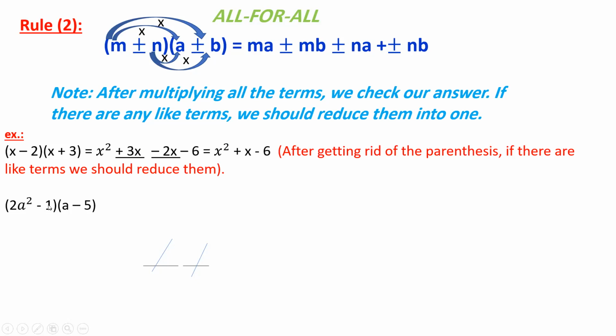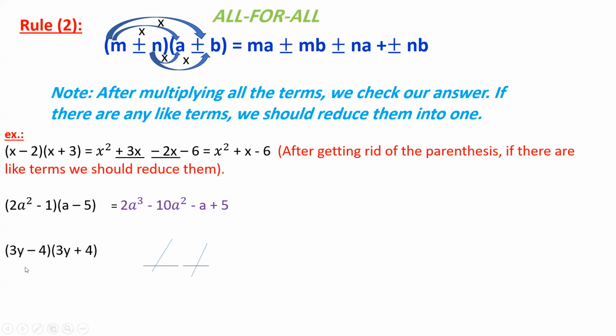Negative 1 by a. Negative by positive is negative. 1 times a is a. Negative 1 by negative 5. Negative by negative is positive, and 1 times 5 is 5. So this is our answer. Now, do we have like terms? No. All the terms are unlike, so we keep the answer as it is.